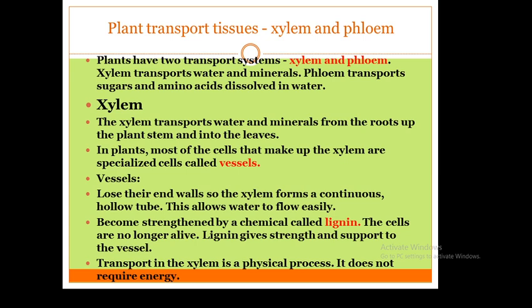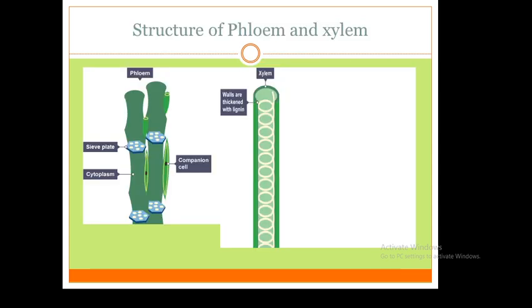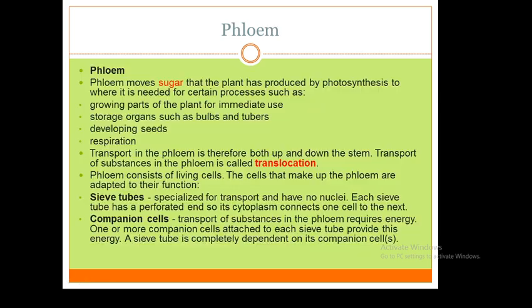So now we talked about the xylem, what it looks like and what it's made of. Here we can see this is the xylem, and the walls are thickened by lignin. This is the xylem, which carries the water and minerals, and this is the phloem, which carries the sugar or the food of the plants to all body parts of the plants.